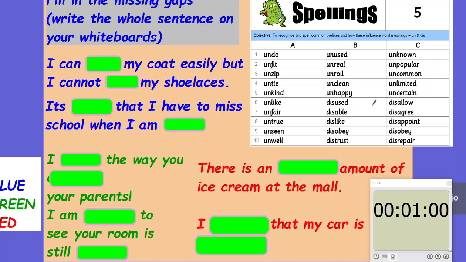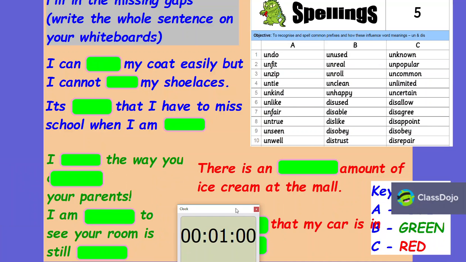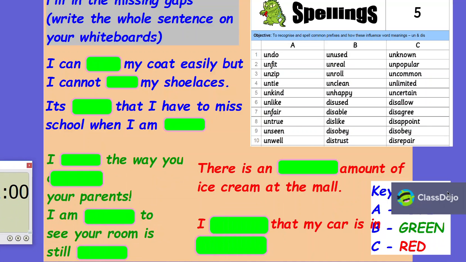All right, so we're going to start by filling in some missing gaps. As you can see, your Group A, Group B and Group C spelling words are written there, so you can use them to help you while you're doing this. I have put a key, which is actually not in your screen at the moment. Here we go, let's move this key over here, move the clock out for a minute so that you can see it.